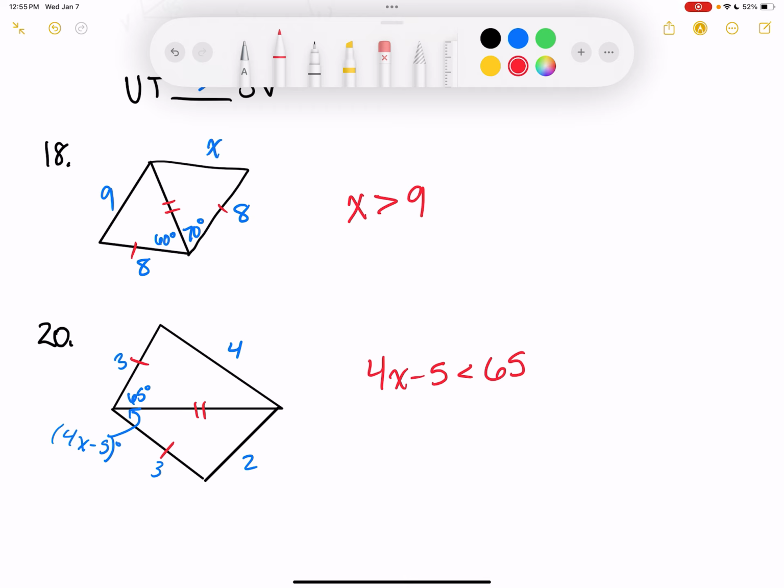So add 5. 4x is less than 70. Divide by 4. X is less than 17.5. So that would be the answer for that one. So we don't actually have to solve for the whole angle. We don't have to plug it back in and figure out what it's equal to, although we could do that. All they're asking us for is to figure out what values of x would be true for that. Questions on those ones?